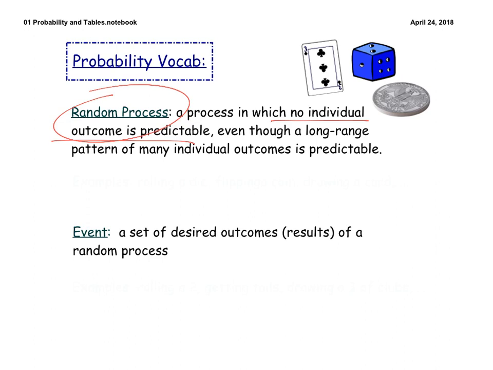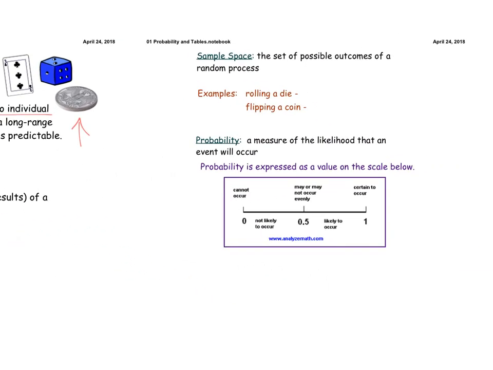All right, event, that is something that could happen. Like, for instance, you're flipping the coin, what could happen? Well, you either get a heads or you get a tails. Those are the outcomes, the things that could happen when you do your little experiment.